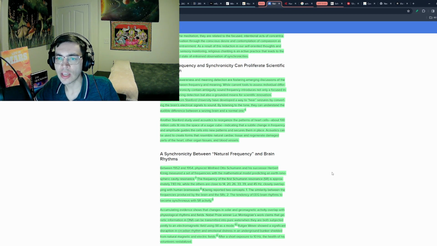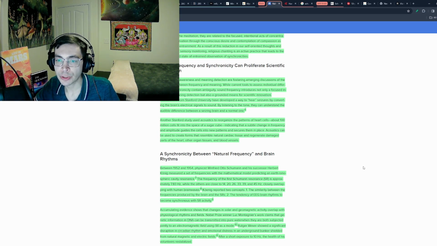Synchronicity awareness and meaning detection are fostering emerging discussion of the correlation between frequency and meaning. While current tools to assess individual differences in synchronicity contain ambiguity, sound frequency introduces not only a focused inquiry into meaning detection, but also grounded means for scientific innovation.